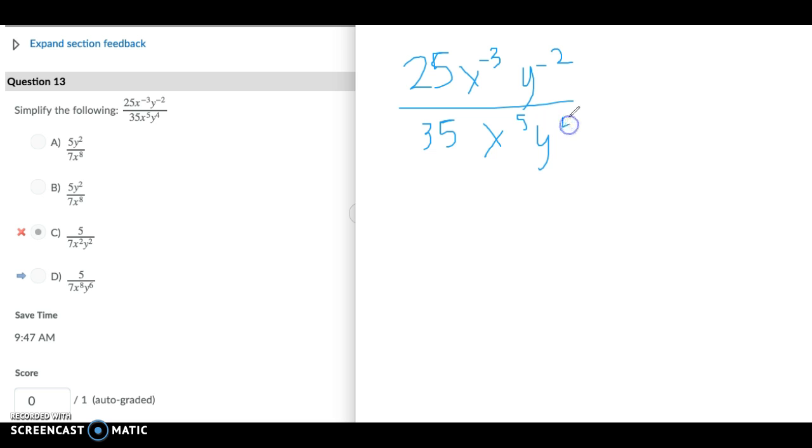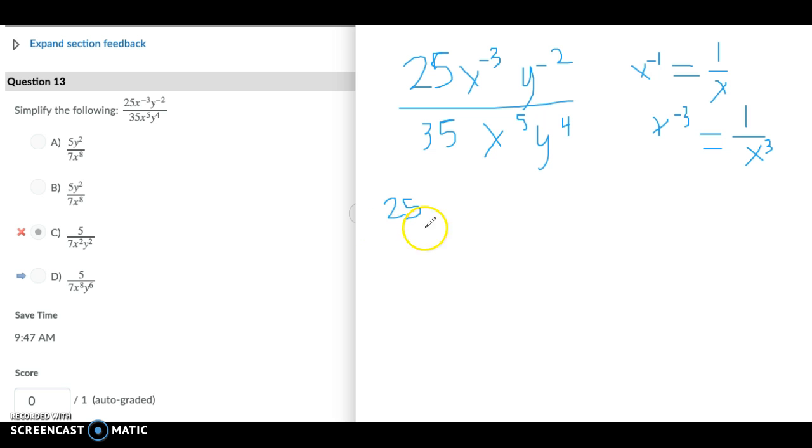The important property here is that x to the negative 1 is the same as 1 over x. So if I have x to the minus 3, that's actually the same as 1 over x cubed. So anything that has a negative exponent, I can just move it down.